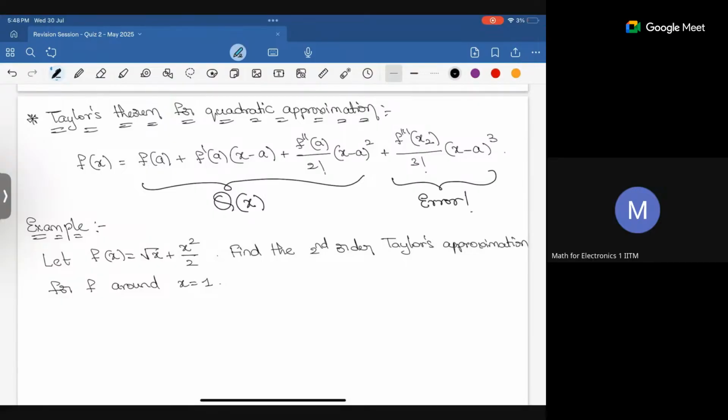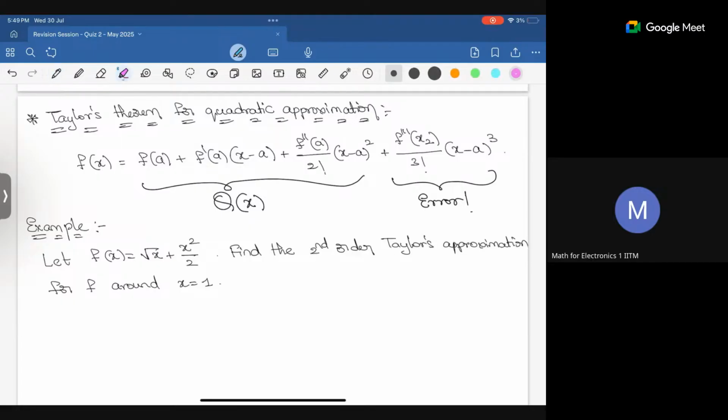So whatever we have done in the linear approximation, Taylor's theorem for linear approximation, we will do the same things here also, but we have to compute more. That's the only challenge here. Our approximations will be better, but the time it takes to compute will be more. Okay. Again, the same thing.